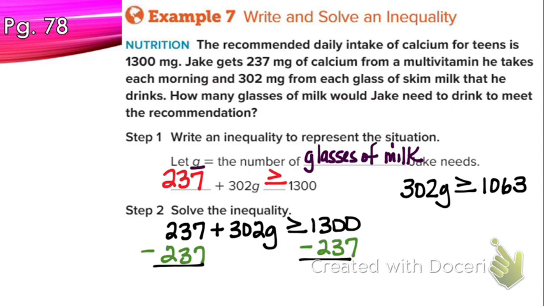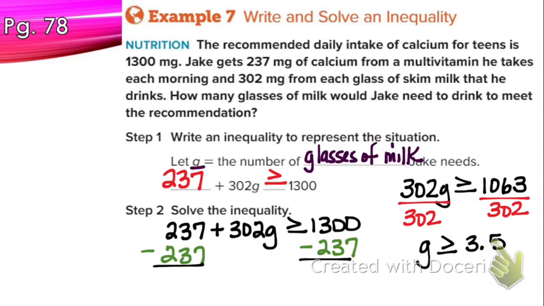All right, now we can eliminate the 302. But the 302 is being multiplied by the glasses of milk. And what's the opposite of multiplying? Dividing. So divide by 302. So G, if you round it, you would get something close to 3.5.